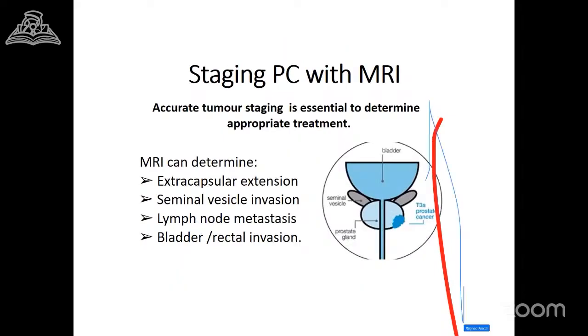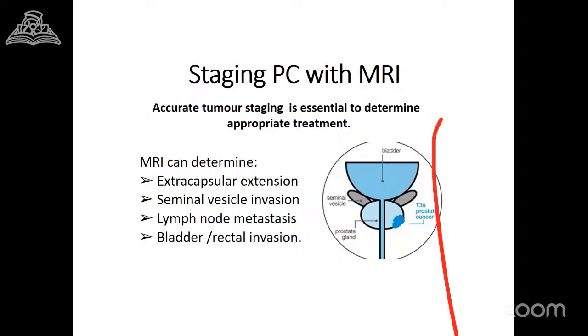Accurate staging of prostate cancer is essential. It directly influences treatment selection and overall patient management. MRI plays a major role in local and regional staging by providing excellent soft tissue contrast and anatomical details.